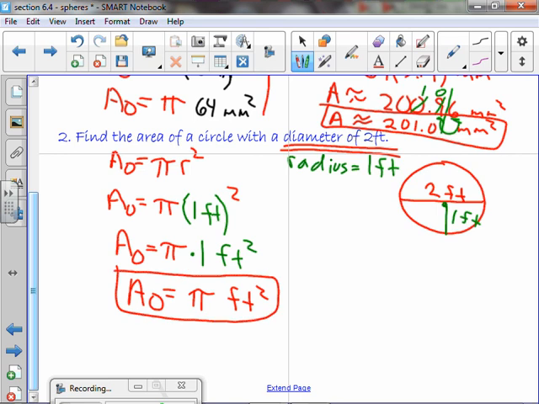There is a number if you want to draw it in. It's the 1. But you don't have to. It's just pi. Okay? Pi feet squared. That is my perfect answer.